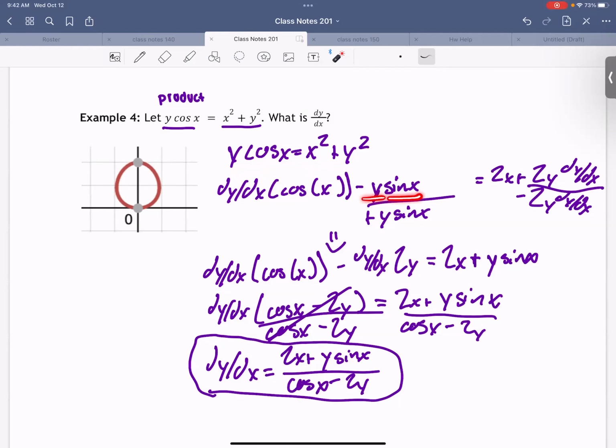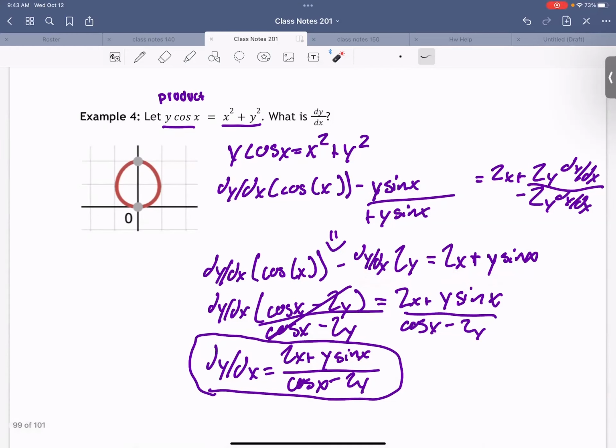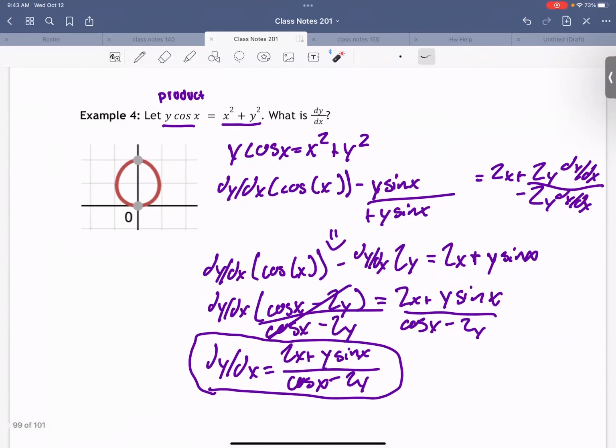And then that equals 2x plus 2y dy over dx. Then I added y sine x to the other side and then subtracted 2y dy over dx so that the dy over dx's are both on the same side. And then factor dy over dx and then divided by the parentheses. Perfect. Very nice. I like how you showed all your steps.